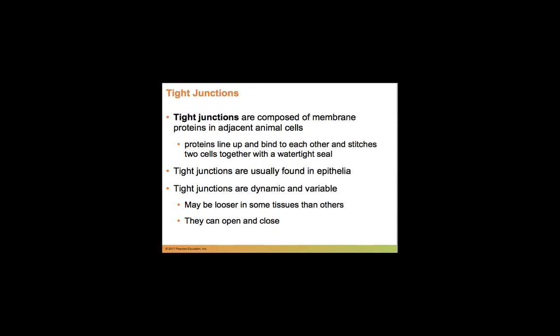All right, tight junctions. Tight junctions are going to be tight. So tight junctions are composed of membrane proteins in adjacent animal cells, right? So two animal cells are directly next to one another. The proteins are going to line up and bind to each other, stitch these two cells together, and help create a watertight seal, right? It's a tight junction. It's going to be a watertight seal.